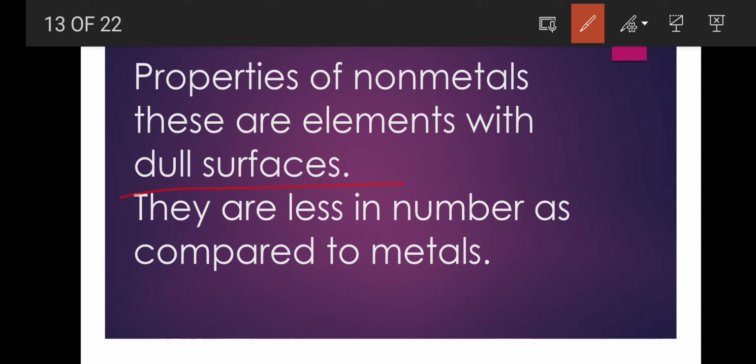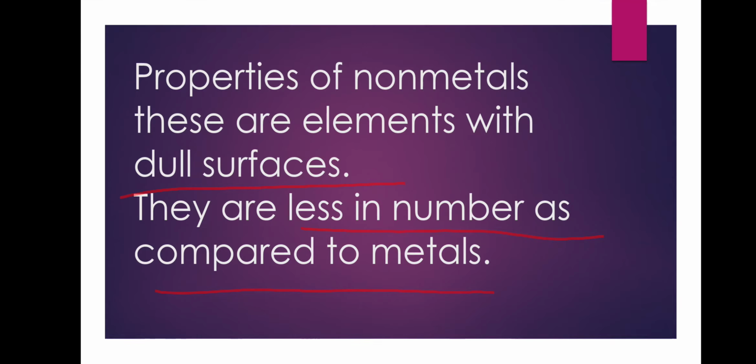Okay, the next property is that they are less in number as compared to metals. And what we studied about the metals is that most of the elements known to us are metals. So this is the difference.